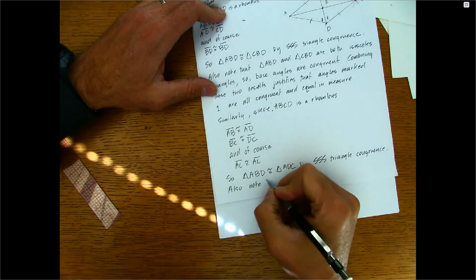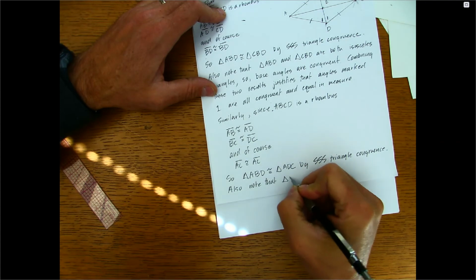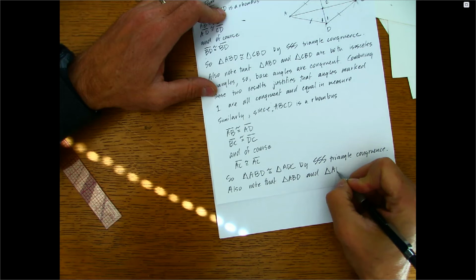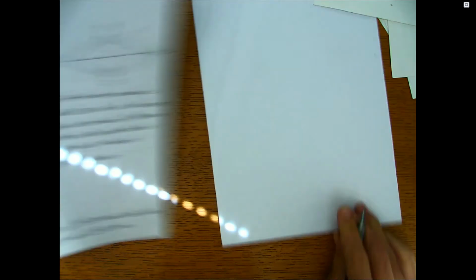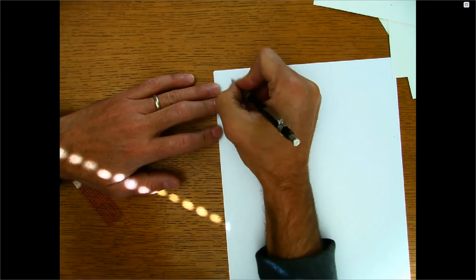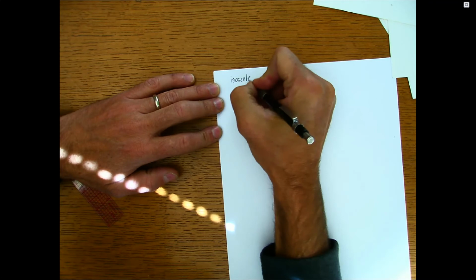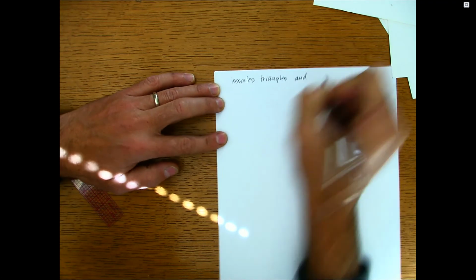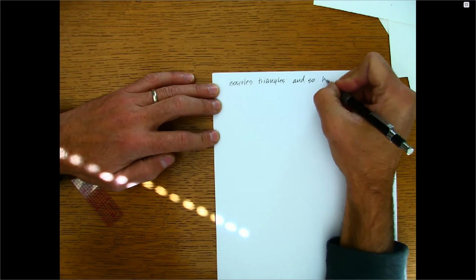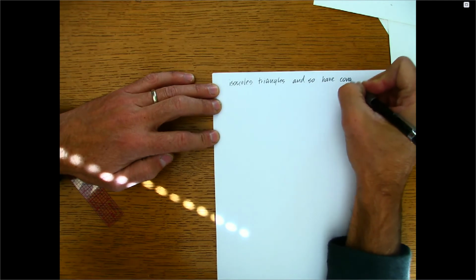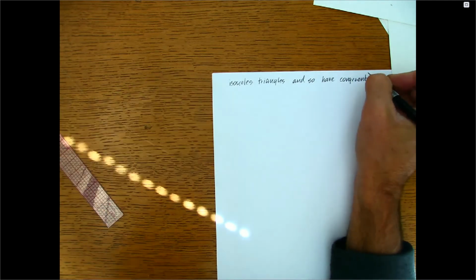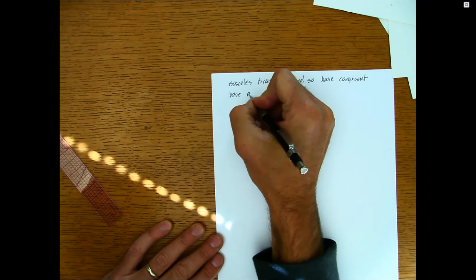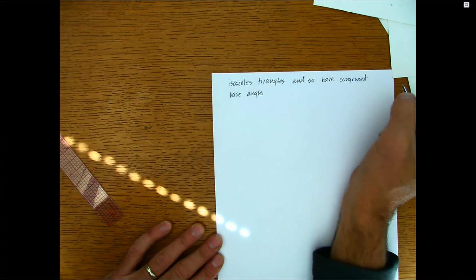Note that triangle ABD and triangle ADC are, what are they? Isosceles triangles, and so have congruent, what did I call them? Base angles, or congruent angles opposite the congruent sides.